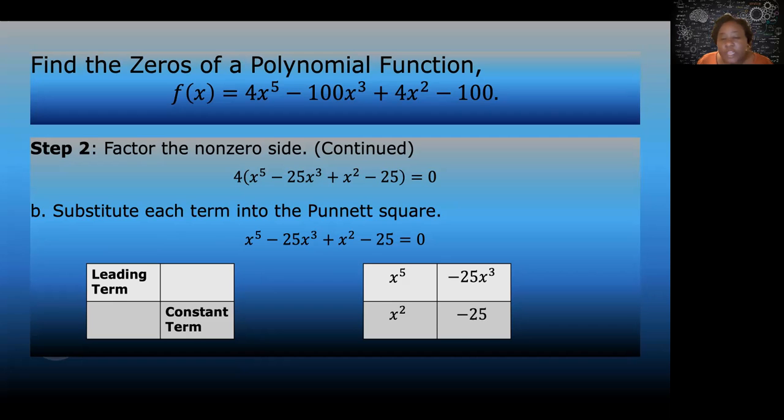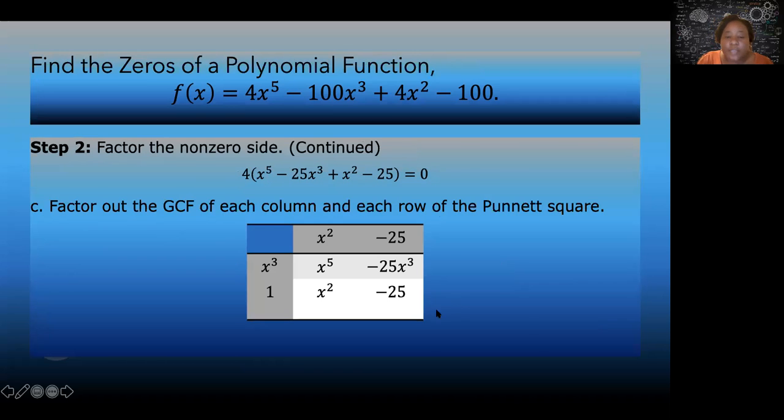So I have my leading term, which is x to the fifth, and my constant term, which is negative 25. And you want to make sure that they are diagonal of each other. And the remaining terms can be diagonal the opposite way. Okay. And you set this up so that you can find the GCF of each column and each row.